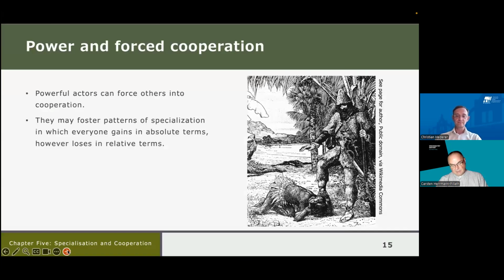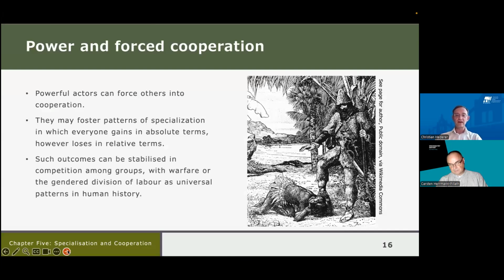In all these cases, powerful actors could ensure cooperation by imposing sanctions on cheaters. They may foster patterns of specialization in which everyone gains in absolute terms, however, loses in relative terms. This is a typical pattern of interaction in warfare between different human groups. Stronger parties often take a larger portion of the benefits from cooperating and use their power to ensure cooperation for defense, sometimes at the expense of others. Another example is the division of labor based on gender, where in most societies, men typically hold advantageous positions vis-à-vis women.